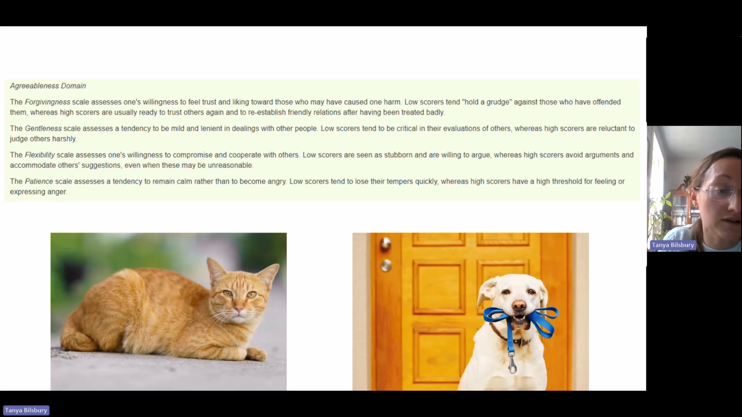People who are higher in agreeableness also tend to be higher in flexibility. But again, these are subfactors, and you could be high on some and low on others. Those who are more flexible are more willing to compromise and cooperate with others. Compromise and cooperate also sounds like followership to me. It also sounds more submissive. Low scorers want their way. They're more willful and they're willing to argue, okay, and stand their ground. But those high in flexibility would accommodate other suggestions even when they're unreasonable.